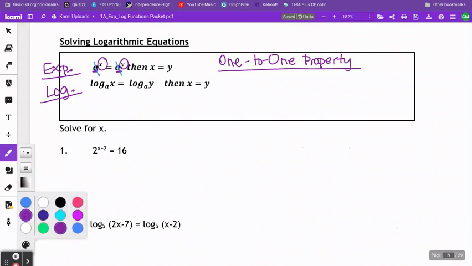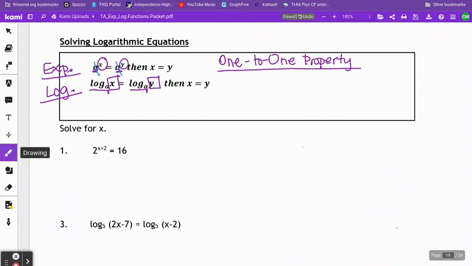If you have one log equal to another log, and they both have the same base, then you're allowed to pull out the arguments, set them equal to one another, and it's sort of like the logs cancel out, and that way we set the arguments equal and solve the equation.